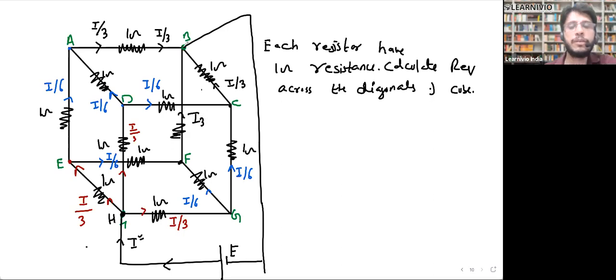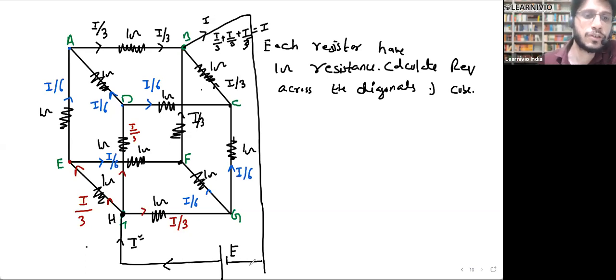Now, just check point B. It will be I. See, 3 I by 3 are coming. One I by 3 is coming from A, another is coming from F, another is coming from C. So 3 I by 3 is coming here. So it will be I by 3 plus I by 3 plus I by 3. This is I. So you can check, the same I current is going out of the cell and the same current is going into the cell.